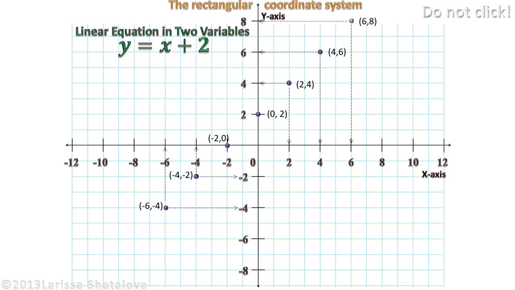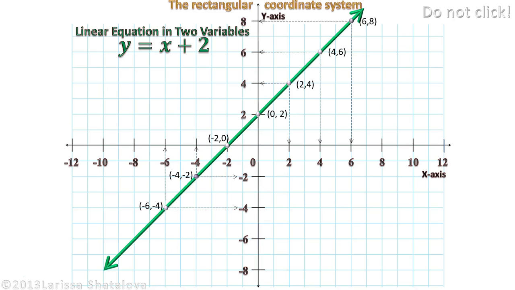Now we can say this is a linear equation in two variables, because a linear equation in two variables always shows the relation between x and y variables. That relation can be very simple, like in the previous case, y equals x. More complicated, like in this case, y is x plus 2, or can be very complicated. But a linear equation in two variables always reflects the relation between two variables, x and y.